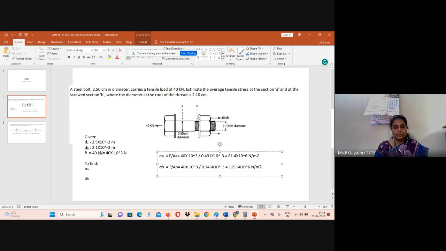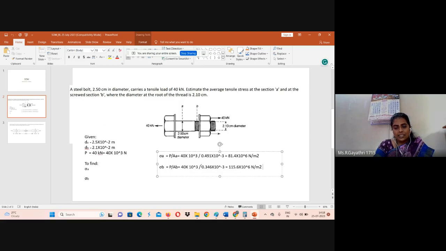Okay, that's it. It's a very simple question. Here the diameter is not given in the question. In the diagram only it is given, so we need to see the diagram also. It is very clear about the material, steel. Our aim is to find only average tensile stress. Don't confuse yourself. Average tensile stress at section A means we can use the same formula, load by area. Area will vary from section to section.